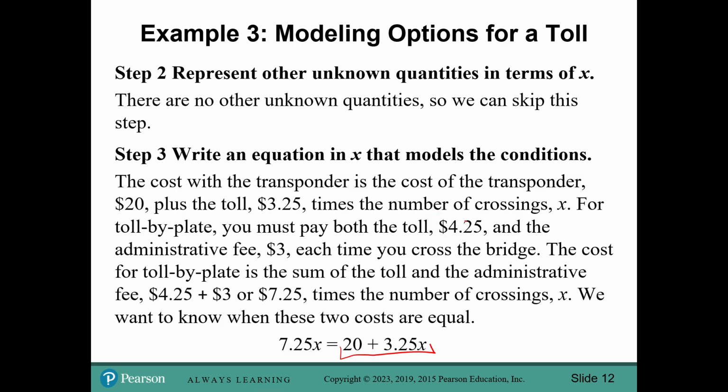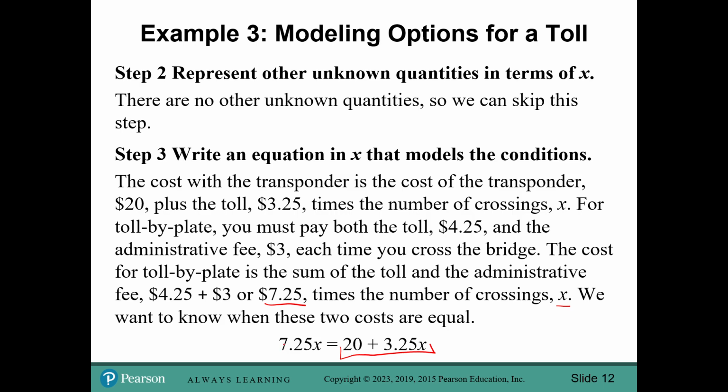this other cost. For the toll by plate cost, you must pay both the toll, $4.25, and the administration fee, $3, each time you cross the bridge. The cost for toll by plate is the sum of the toll and the administrative fee, so the $4.25 plus the $3. They always sneak a fee in there. You ever notice that? So overall, it's $7.25 times the number of crossings, X, that we go over this bridge.